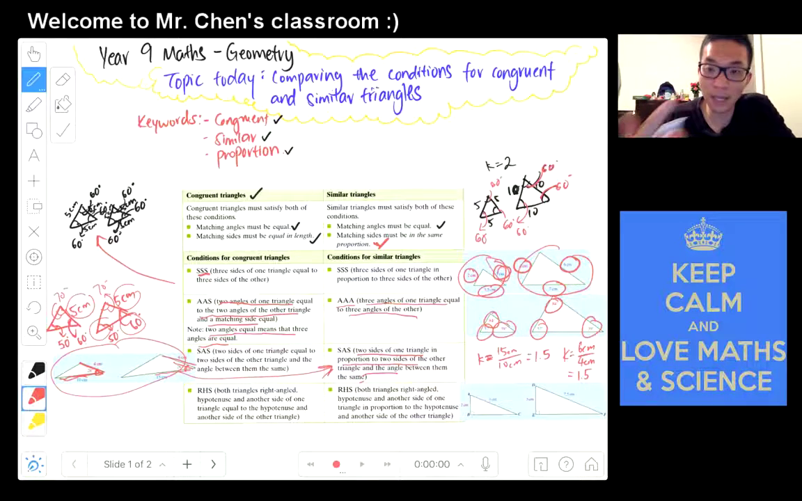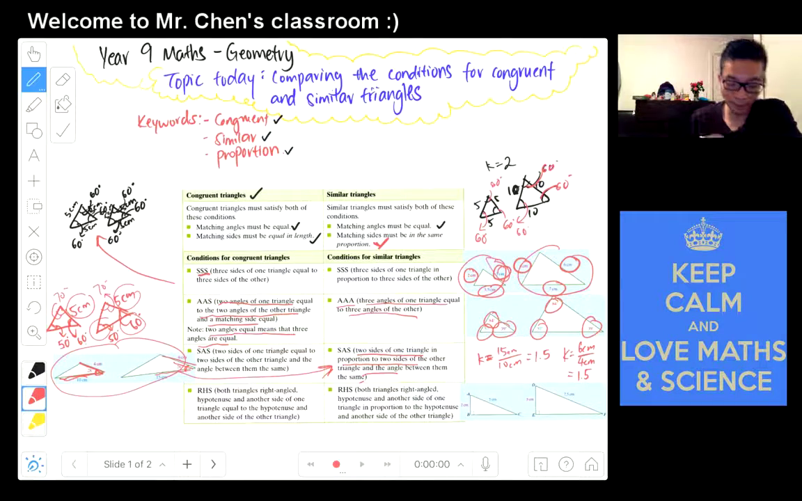and one last rule for congruent triangles is for right angle triangles, RHS. It is right angle, hypotenuse, and another side of the one triangle has to be equal. So it only applies to right angle triangles. What it means is, let me draw that for you.